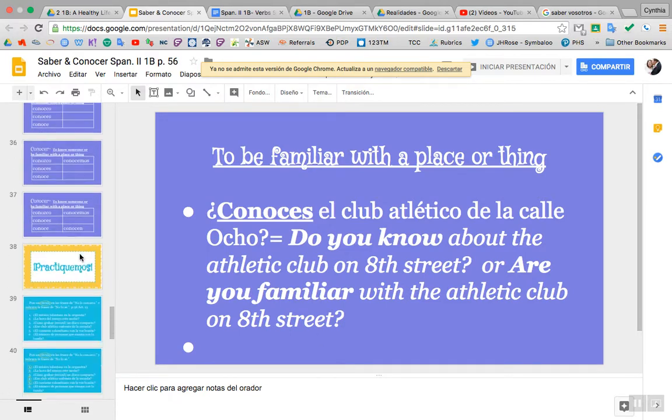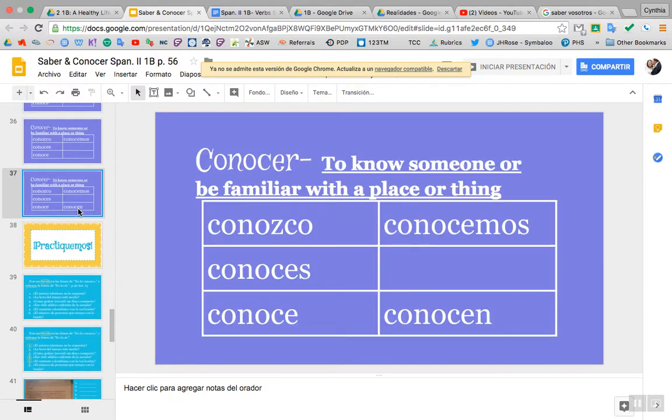Okay? Let's look at our conjugations. I need to add one in. Let me double check my spelling.